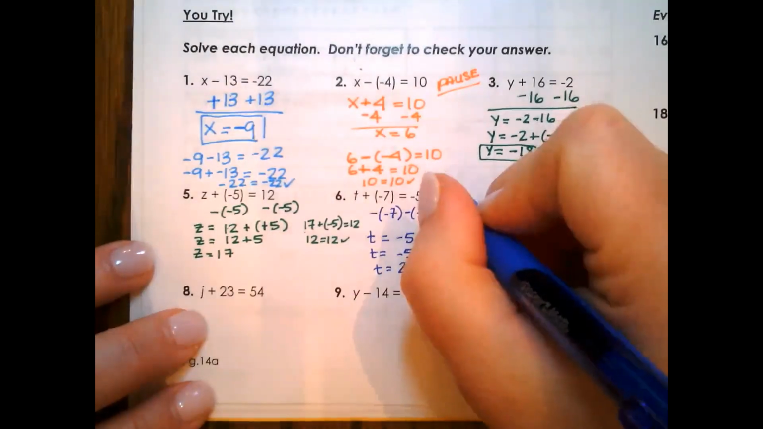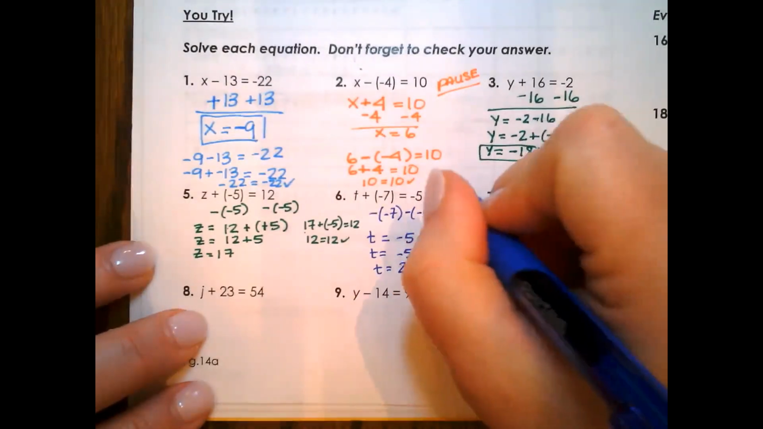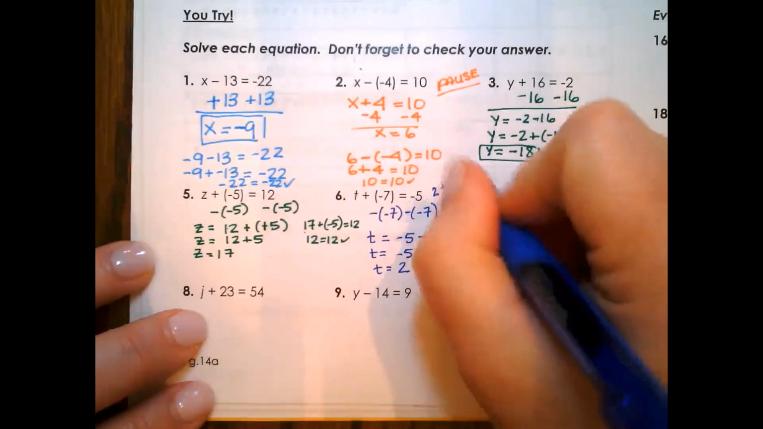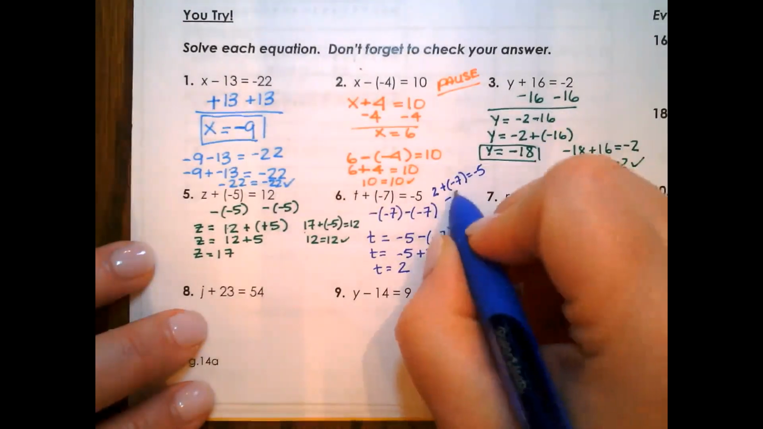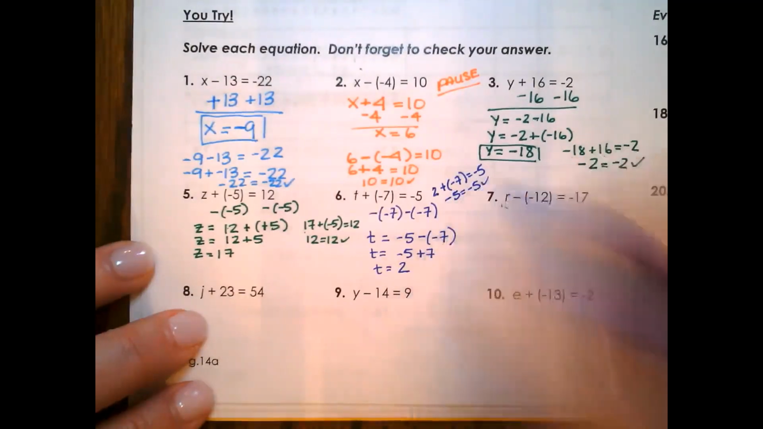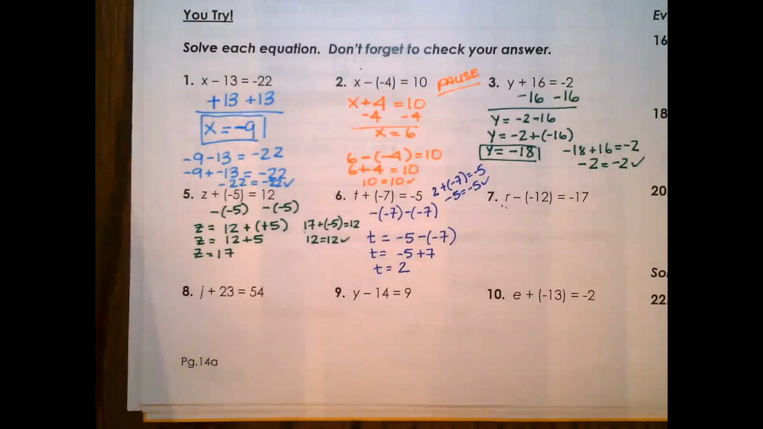I'm going to do the check over here because I'm running a little short on space. 2 plus negative 7 should equal negative 5. I have more negatives than positives. How many more? 5. Since negative 5 does equal negative 5, I know I've got it right.